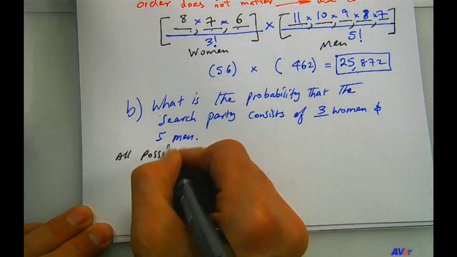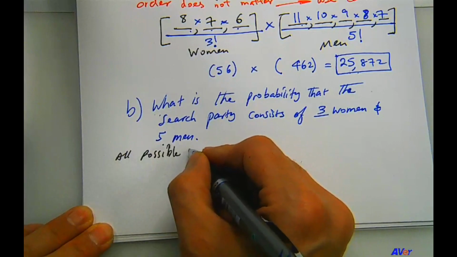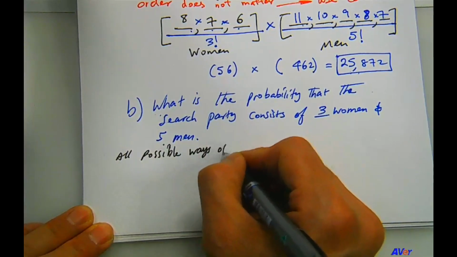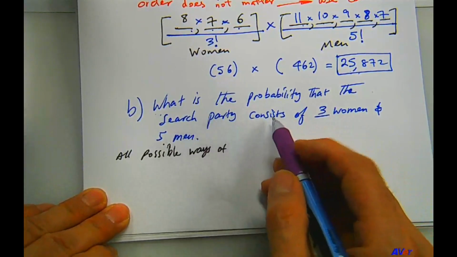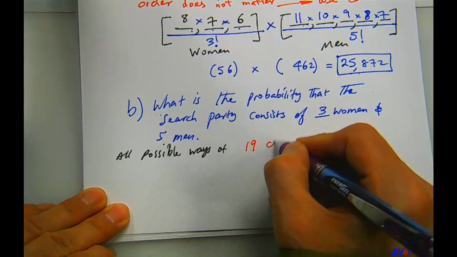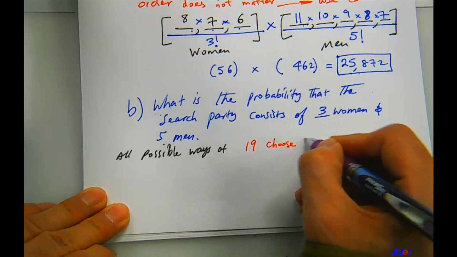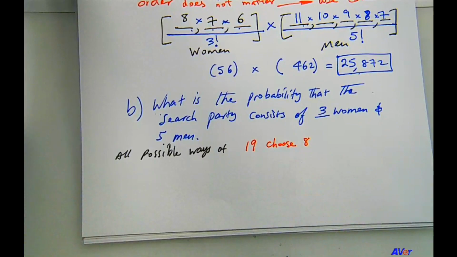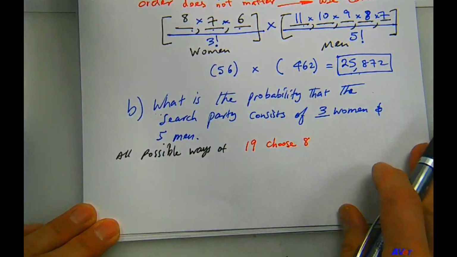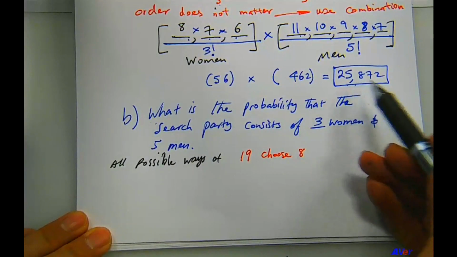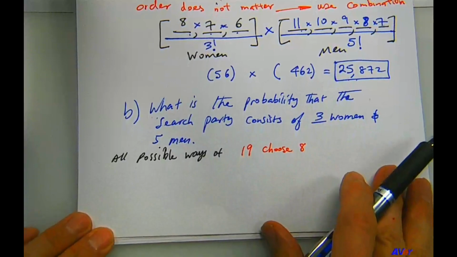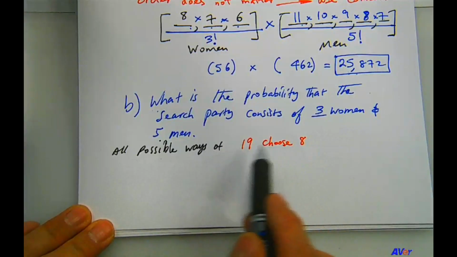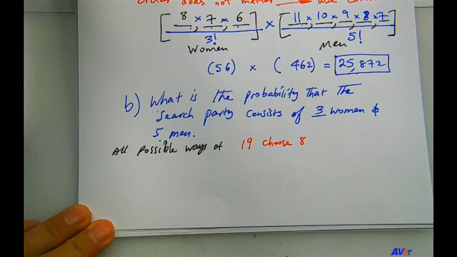All possible ways of 19 choose 8. That's what we need to calculate. Once we have this number, then we will divide this number by this number and we calculate the probability of that outcome. But this is all possible ways that 8 can be chosen from 19 randomly.